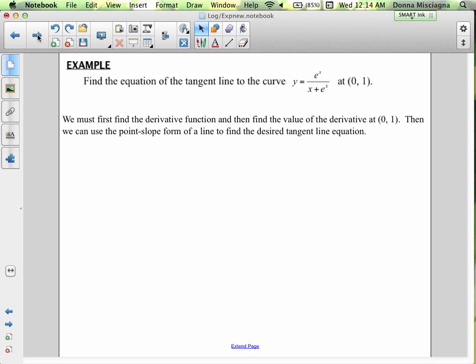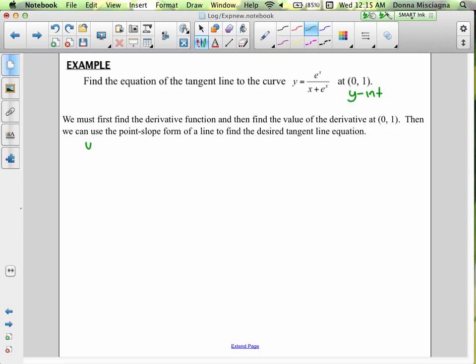This one's not a log, this one's e to the x. We want to find the equation of the tangent line to the curve y equals e to the x over x plus e to the x at (0, 1). So we must first find the derivative function and then find the value of the derivative at (0, 1). Then we can use point-slope form of an equation to find the desired tangent line equation. But I don't know why we would use point-slope form because we have the y-intercept. So why not just put it in slope-intercept form? Anyhow, let's first of all find the derivative.